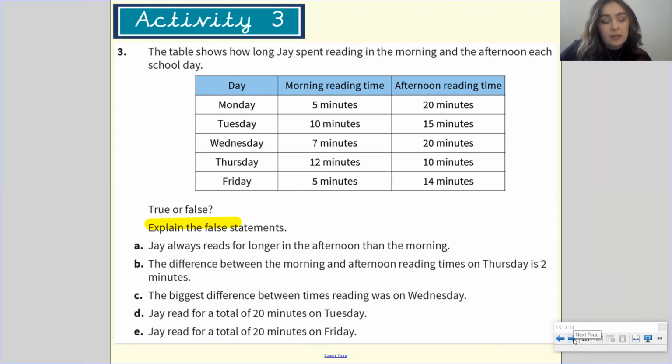True or false? Question D, Jay read for a total of 20 minutes on Tuesday. True or false? And question E, Jay read for a total of 20 minutes on Friday. True or false? Don't forget to explain if you chose false. So it is false because. Pause the video here if you are completing activity number 3.